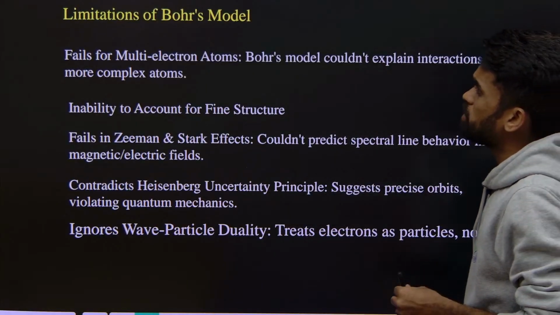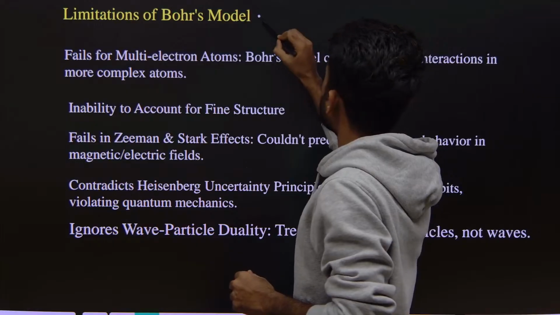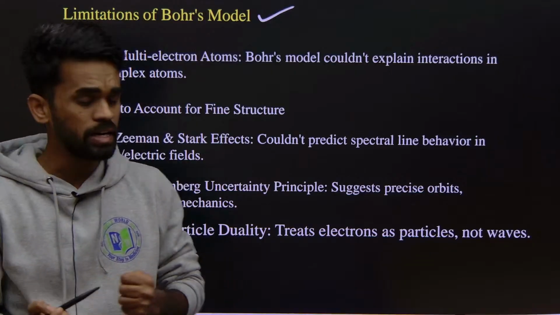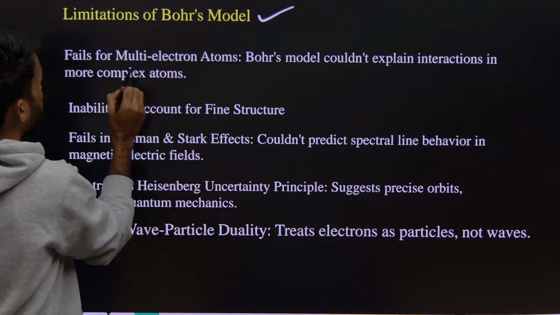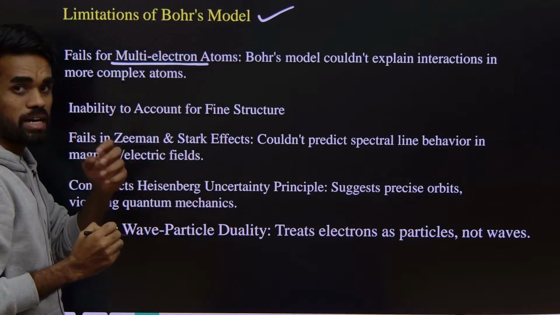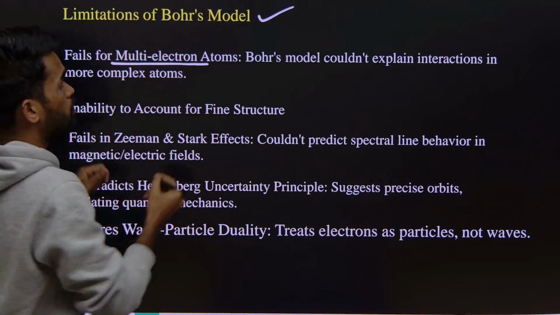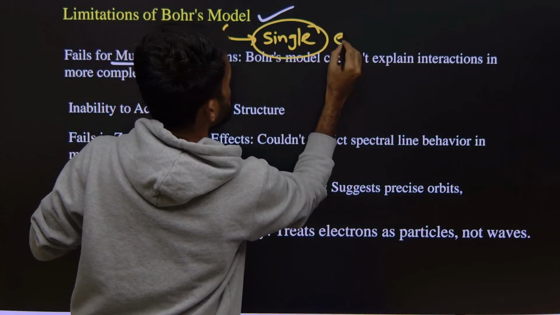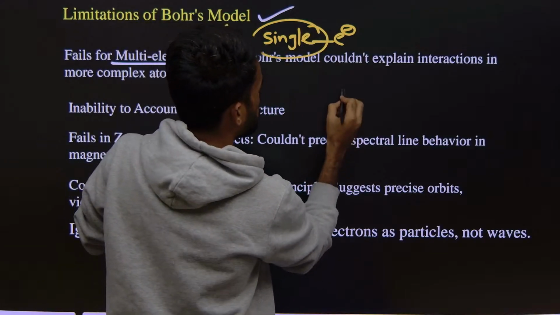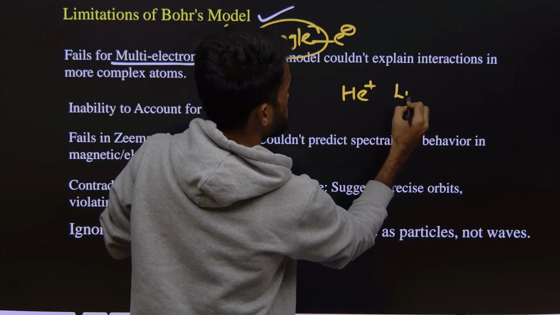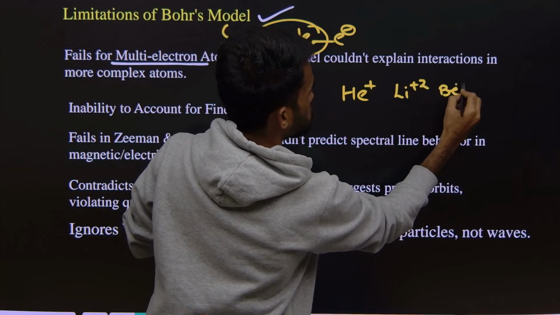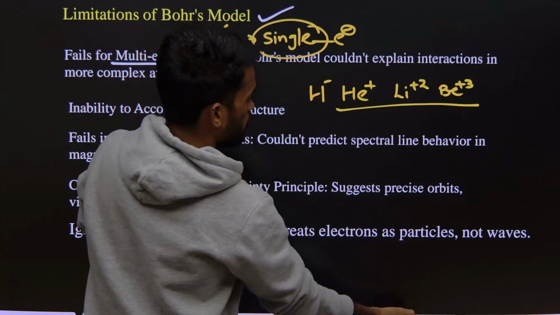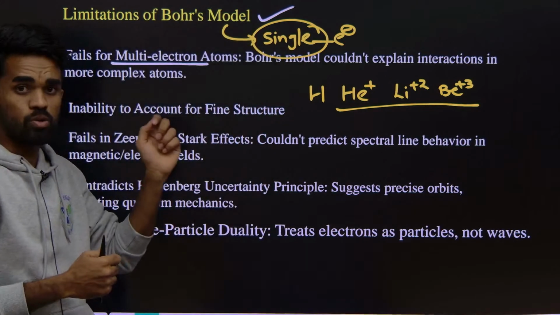So what are the limitations of Bohr's atomic model? What are the limitations we have? Because we may expect questions from limitations also, right? So the first limitation here is that it fails to explain multi-electron systems or multi-electron atoms. The Bohr model is applicable only for single electron systems, containing species only, like hydrogen atom, helium +1 or lithium +2, beryllium +3. So only this kind of species follow the Bohr model.